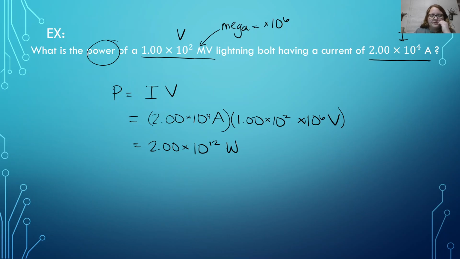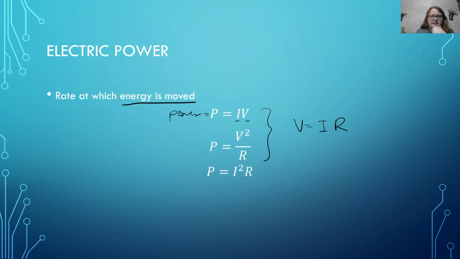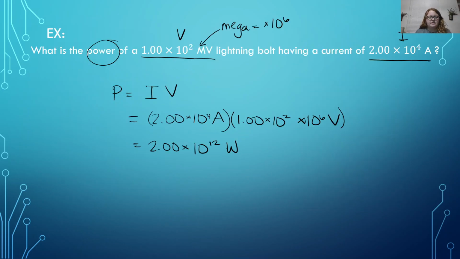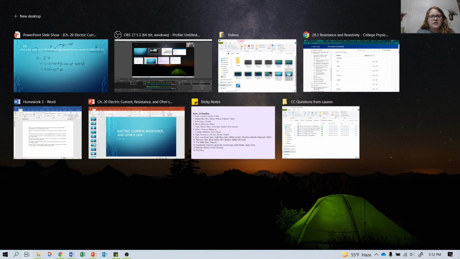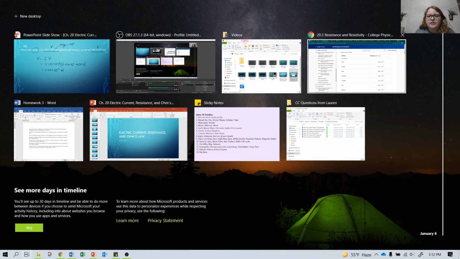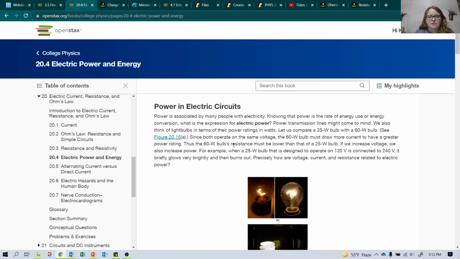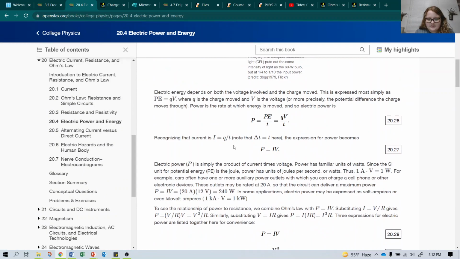Yeah, I can double check. I didn't put that on the slide. Whoops, my bad. Let me look really quick. Power. I don't want to tell you guys wrong. I don't know why I didn't put it on the slide.